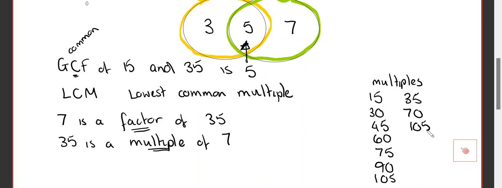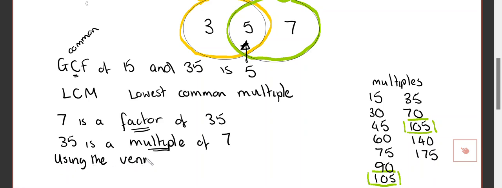70, 105, 100 and 105. 40, 100 and 75, and so on, yeah? So what we're looking for, the lowest common multiple, is the one that appears in both lists first. So 105, look, appears in both lists. So that would be one way to do it, but actually the Venn diagram can do it for us as well. Okay?